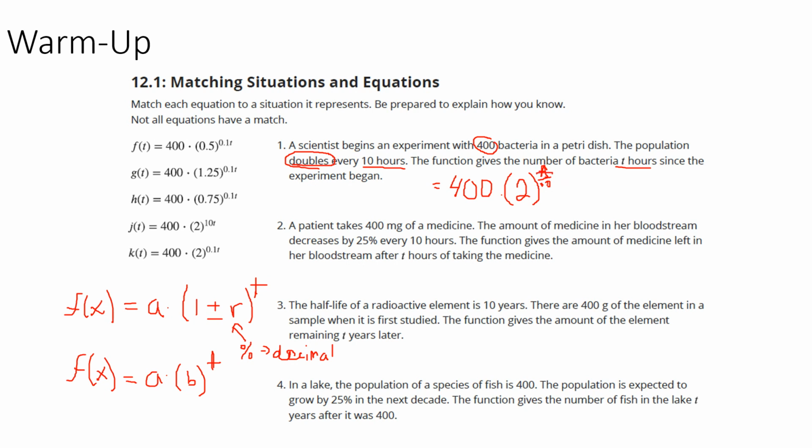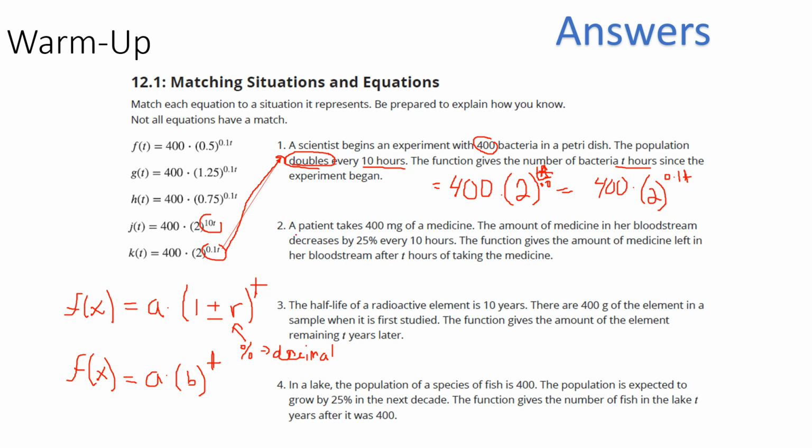If we reduce this, it becomes 400 times 2, because it's doubling, to the power of 1 divided by 10 times t, which gives 0.1t. These have decimals, these have a rate of doubling, this has a 10t, and this has a 0.1t. So 1 matches up with K. Let me see if I have that popping up. Yes, I do. Perfect. That's our very first equation. I'm not going to explain all the rest; I'll explain number 2, then I'll just put the answers for the rest.